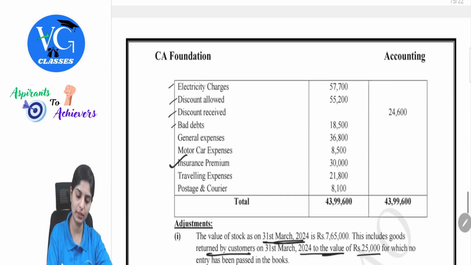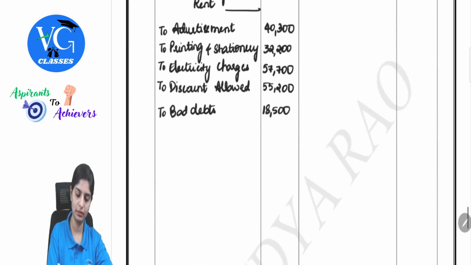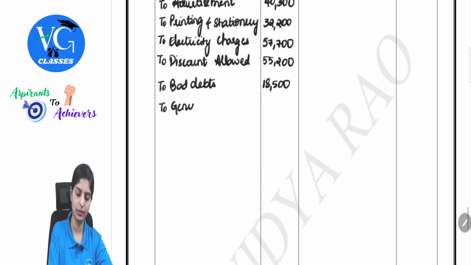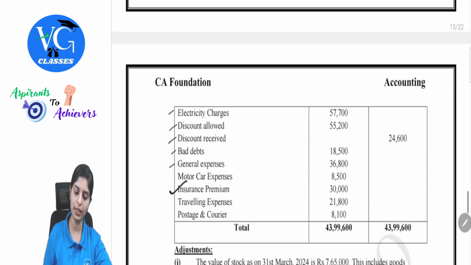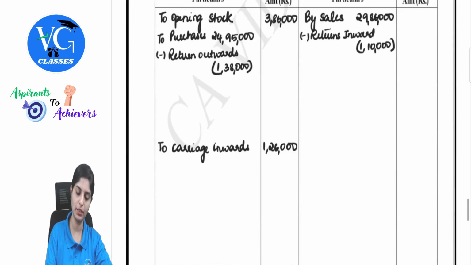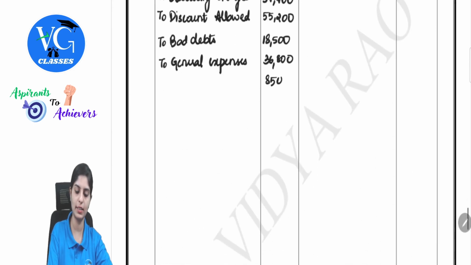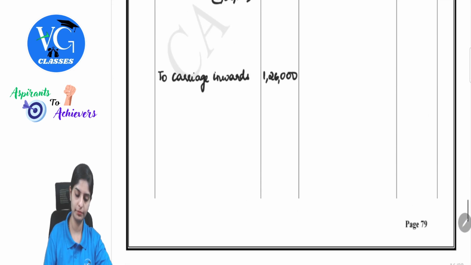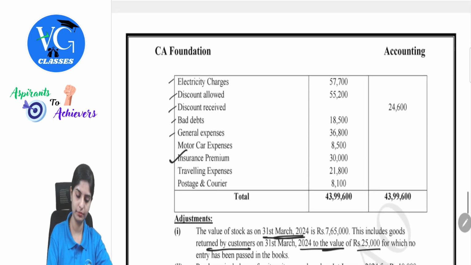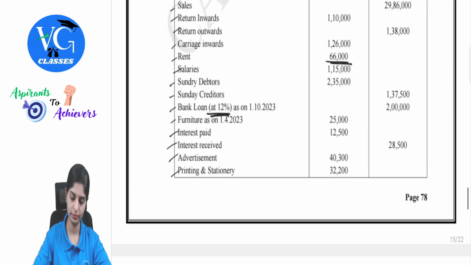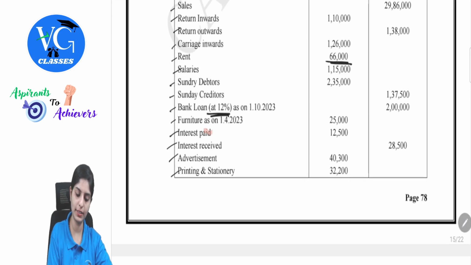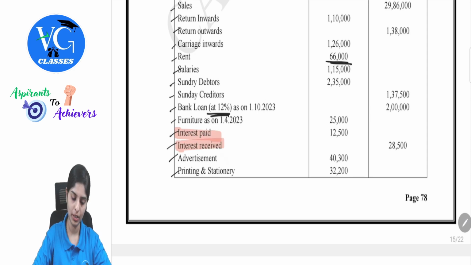Then to general expenses, 36,800. Then there is motor car expenses. They have directly given it as expense, so we will treat it as a normal expense and not as an asset. To motor car expenses. We have still not recorded interest paid or received because we have adjustments there.